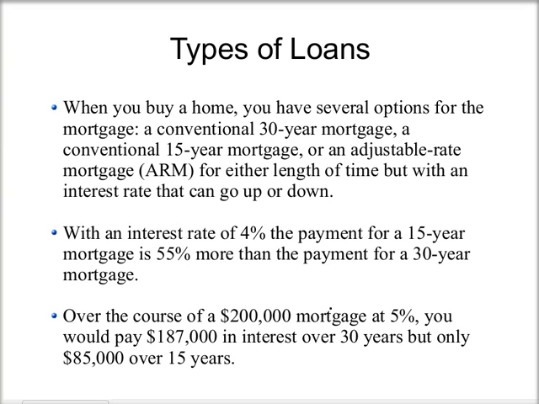So if you have a $200,000 mortgage at 5%, the amount of interest you would pay for a 30-year mortgage is $187,000, but you would only pay $85,000 in interest if you had the mortgage for 15 years instead of 30. So taking the shorter term mortgage would actually save you a little over $100,000 in interest, but you'd still be making a larger monthly payment, so you have to weigh the pros and cons of the different types of mortgages.